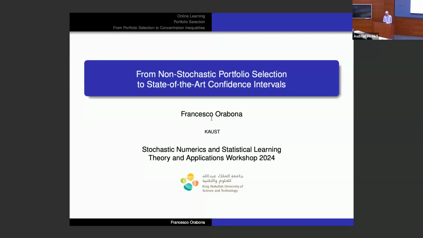Okay. So good morning, everybody. This talk will be about stochastic, but from a kind of different point of view. So we'll start from a problem that is actually non-stochastic. It's completely adversarial. And then I'll show you how to use it to obtain a result in the stochastic world.